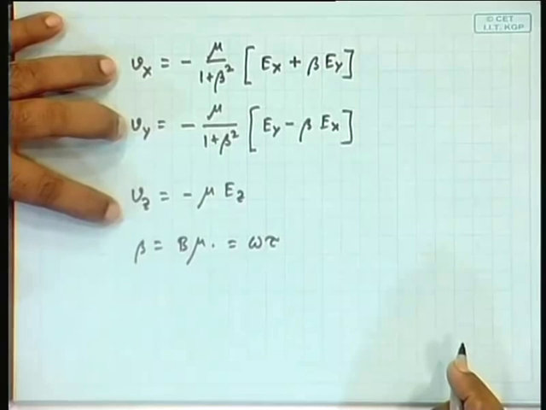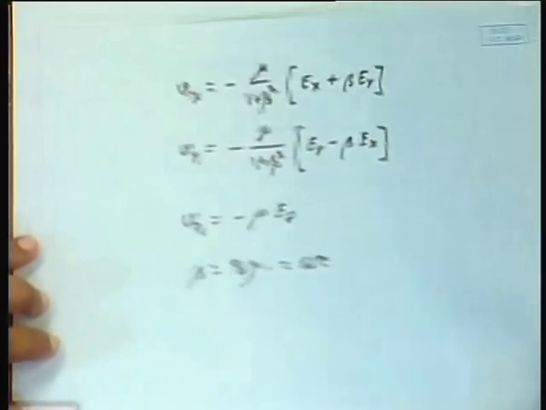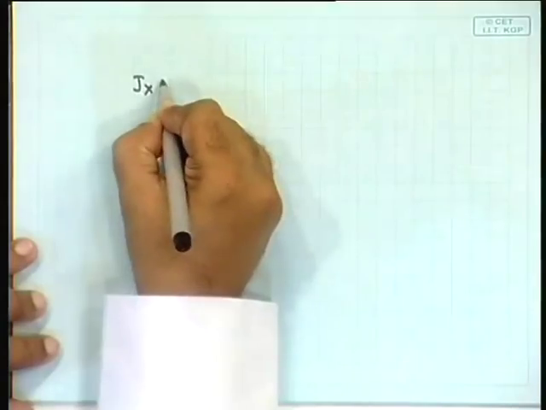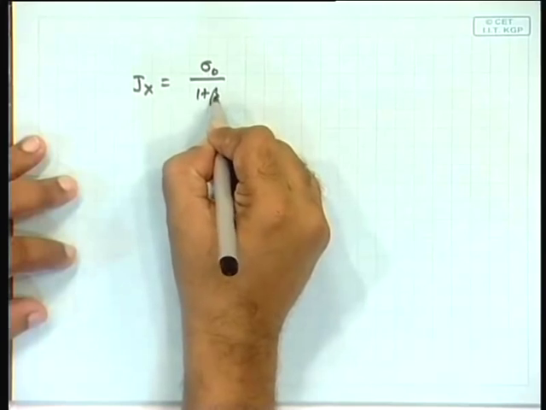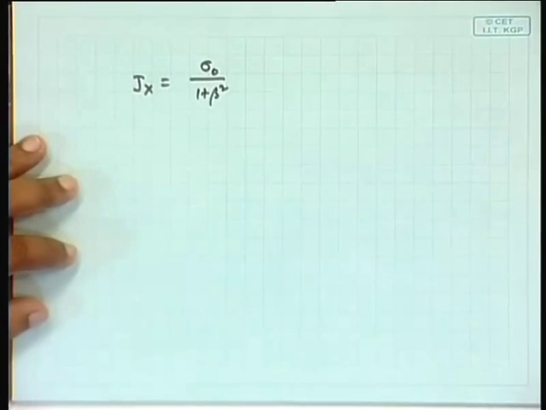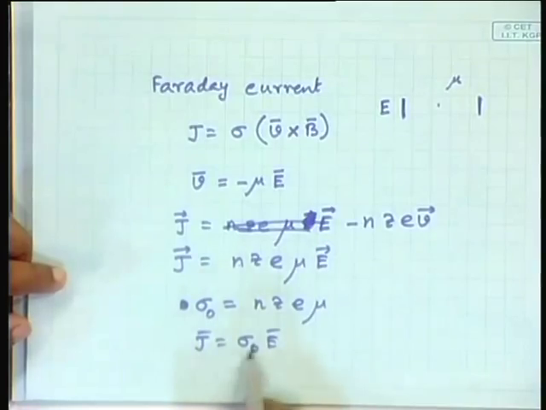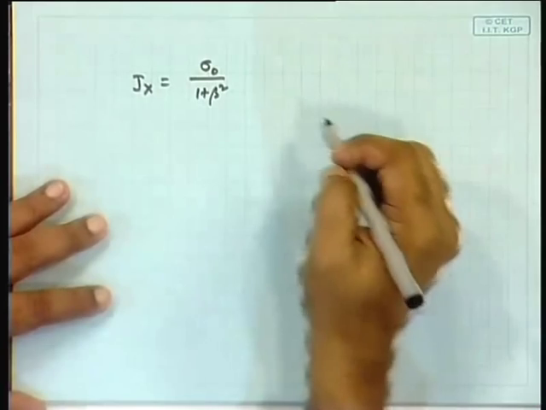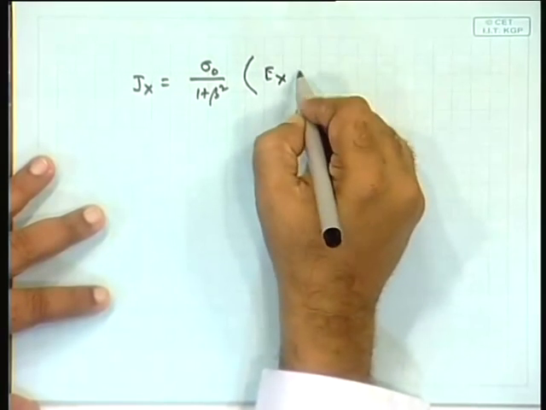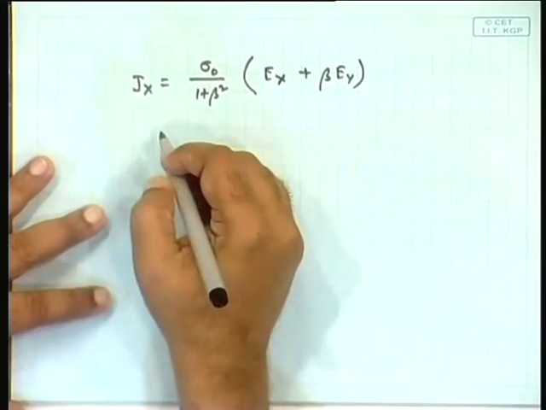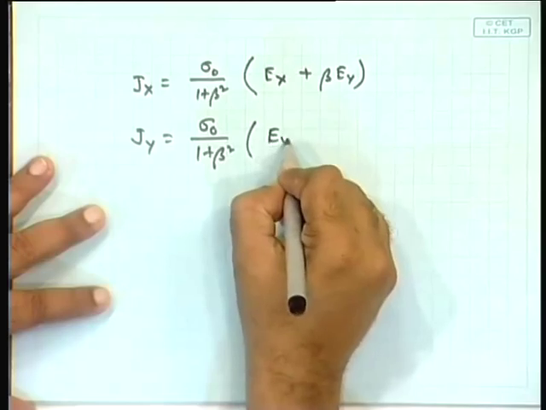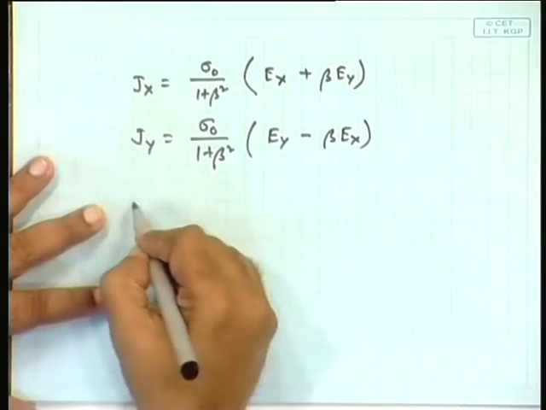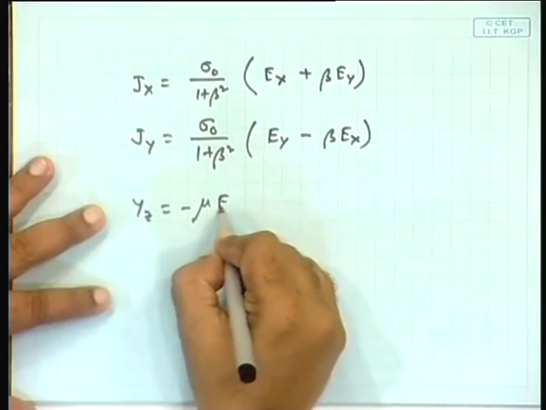Now, if we know the velocities, we also know the currents. So, we can write the currents as J x is equal to, J is the current density in the x direction, sigma by 1 plus beta square. Notice the expression. So, we are writing in terms of this, beta square, E x plus beta E y, and here J y is sigma naught by 1 plus beta square times E y minus beta E x, and J z is equal to sigma E z. Simple.